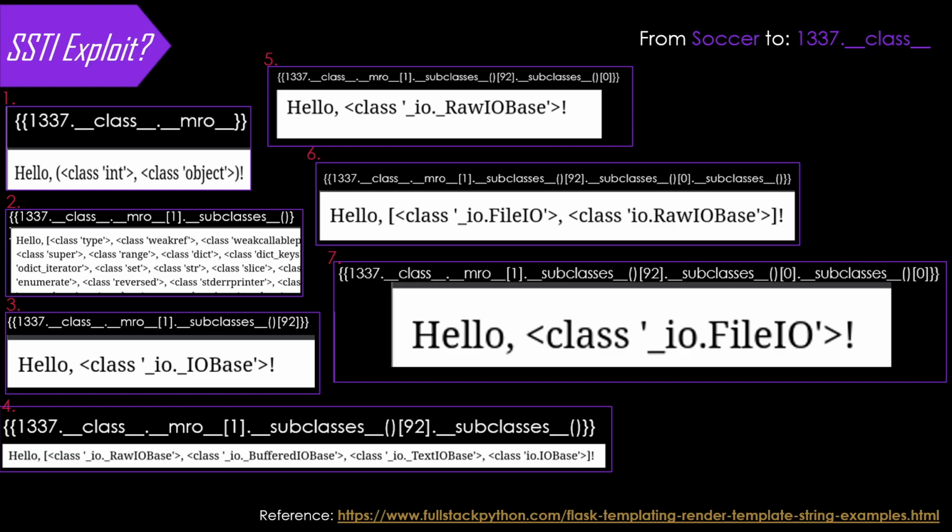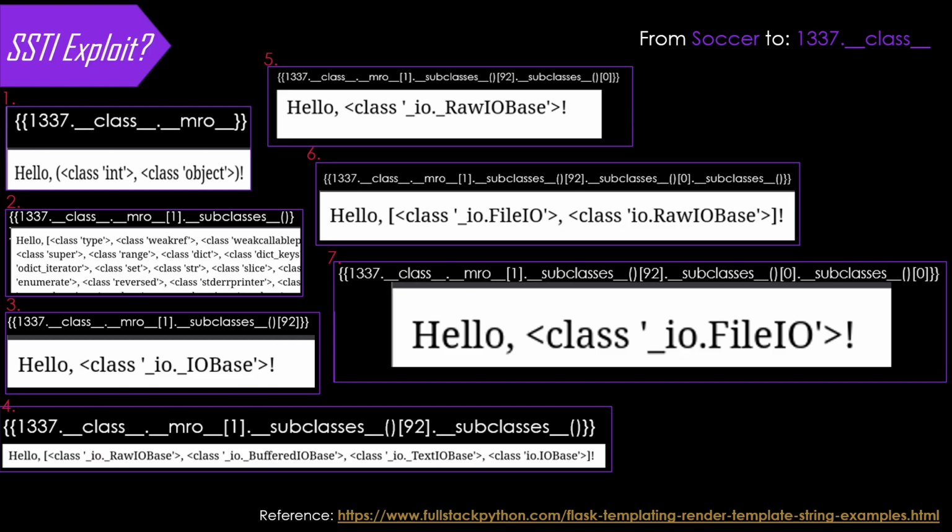So in this case, we want to look for IOBase, which is where we go to step 3, which is we now use subclasses on index 92, which is the index of IOBase, which is part of Python's IO system. Then on step 4, we list subclasses yet again to go even deeper into the subclasses for IOBase, which can basically give us read and write files. Now in this case, it's RawIOBase. RawIOBase is actually in index 0, hence we put subclasses of 0.